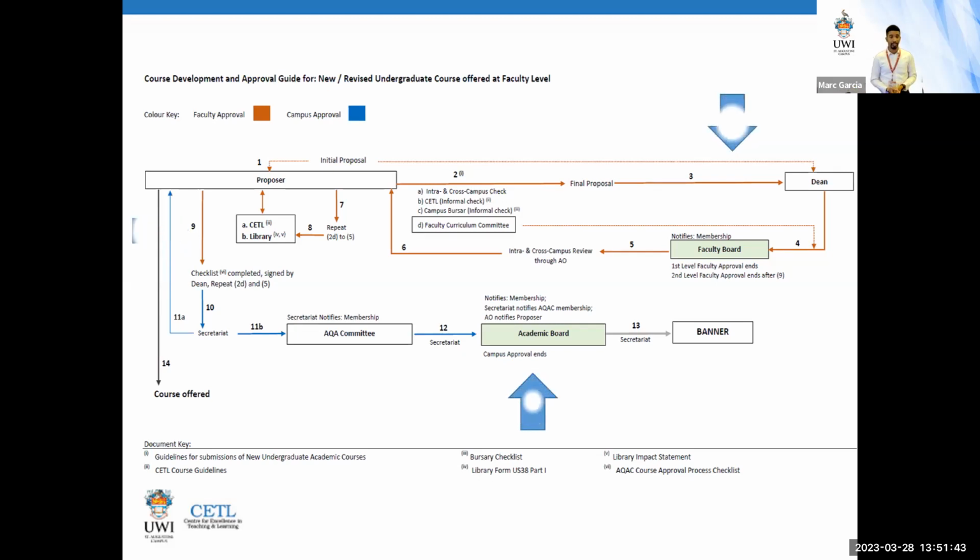Once you get the approvals from the different entities, then it goes to academic board, in the form of ACWAC. If it's a graduate program or course, then it goes to the Office of Graduate Studies and Research. And eventually, once it's approved there, it goes straight into Banner.